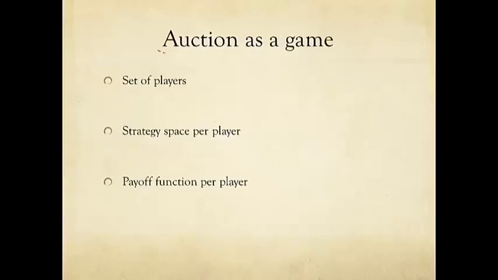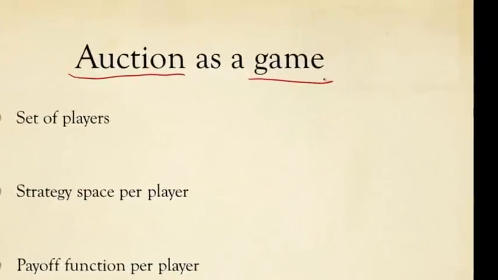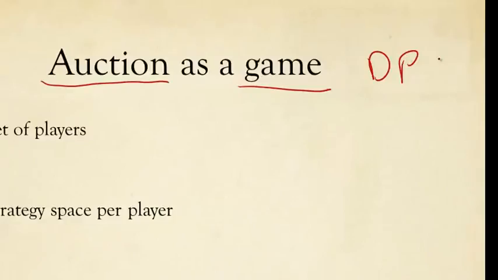And then we're going to analyze auctions as games, just like last lecture when we talked about distributed power control and looked at the power control game in cellular networks. We can view auctions as games. As mentioned, each game is defined by 3 tuples: a set of players, a strategy space per player, and a payoff function per player. So who are the players in the auction game?